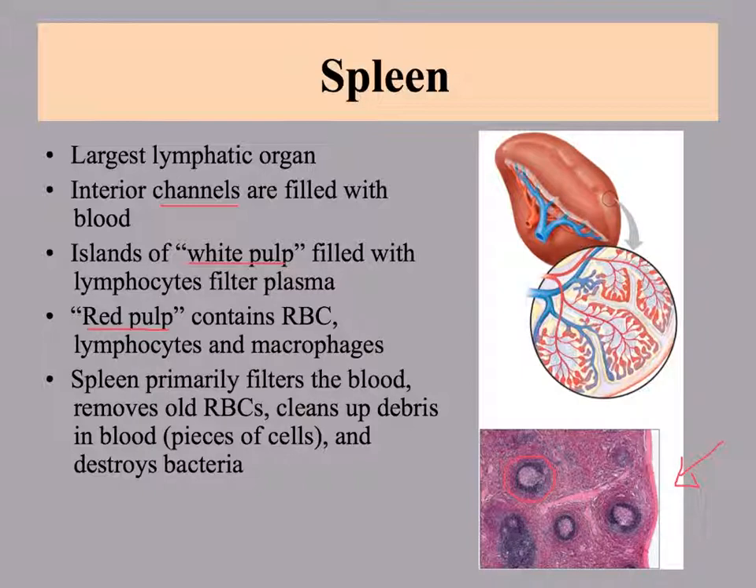The white pulp is white because it's full of lymphocytes, and white blood cells gives it that color. This is where the plasma of the blood is filtered and cleaned up. The red pulp is where the red blood cells are being dealt with. And also it has a good supply of lymphocytes and macrophages.